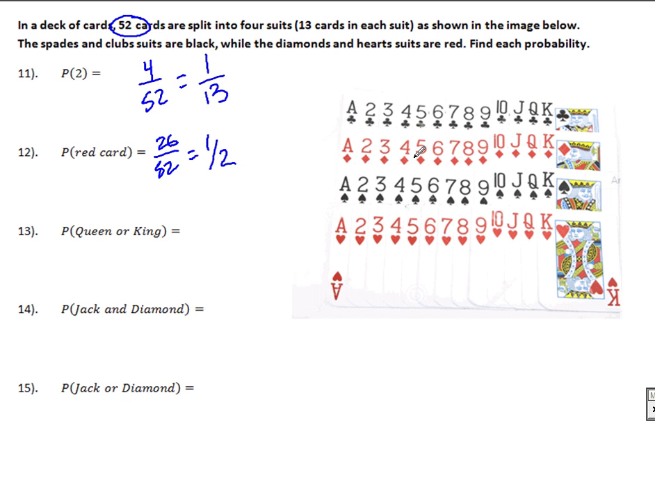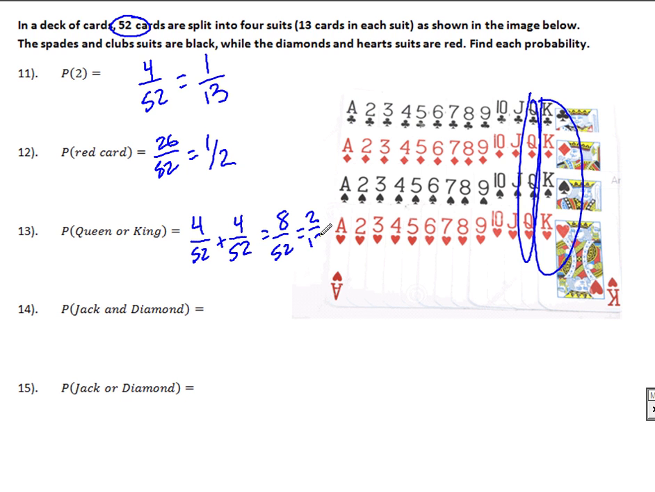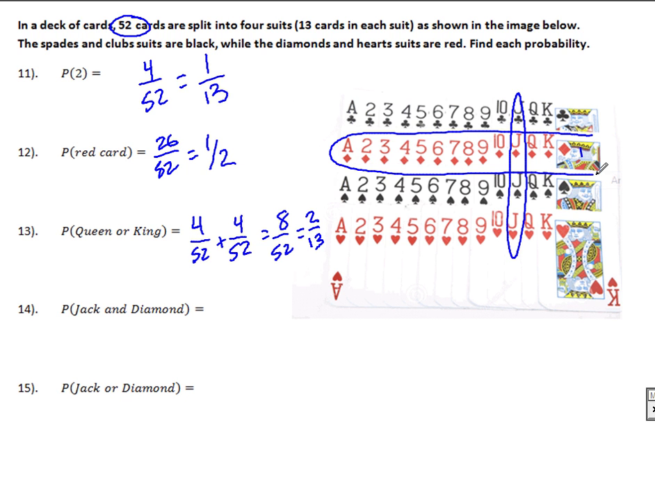13, probability of getting a king or a queen. So there's the kings, there's the queens. So I have a total of 4 queens out of 52 and 4 kings out of 52. So that means I'm going to have an answer of 8 out of 52, which should reduce to be 2 out of 13. Next up is talking about getting a jack and a diamond. Well, here are my jacks. Here are my diamonds. Which one is both a jack and a diamond? Well, the jack of diamonds is the only thing that is. There's only one jack of diamonds out of 52 total.